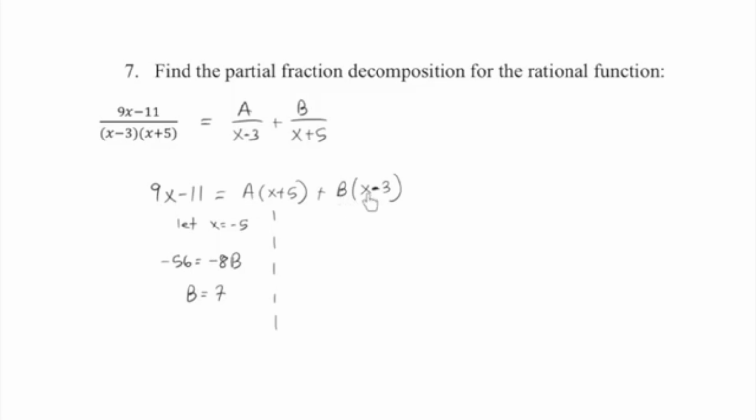So we already solved for b, now we need to solve for a, which means I have to eliminate b. So if x was 3, then we have 27 minus 11, that's 16. 3 plus 5 is 8 times a is 8a. And then b is eliminated because 3 subtract 3 is 0. So this means here a is equal to 2. So now we have the values for a and b. So 2 divided by x minus 3 plus 7 divided by x plus 5.